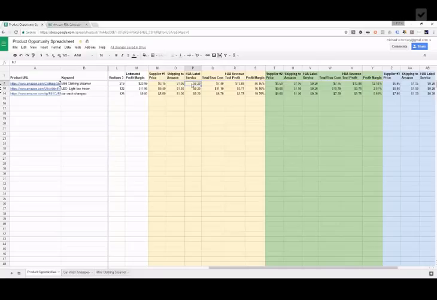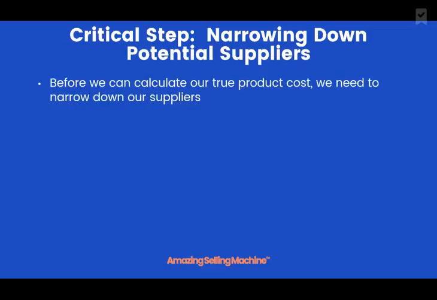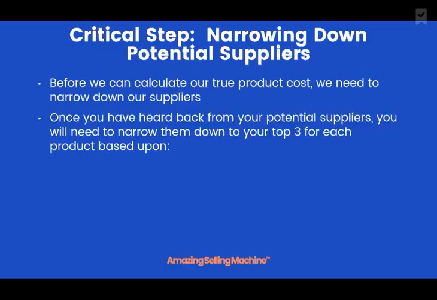Now, we're not going to go through and do all this at the moment, but I wanted to show you how you're going to be using this spreadsheet when entering the information on your products and your suppliers throughout the rest of this video. So now that we just looked at our product opportunity spreadsheet and recognized that we're only going to be tracking 3 suppliers for each of our top 3 products, it's time that we actually narrow down our suppliers to those top 3.